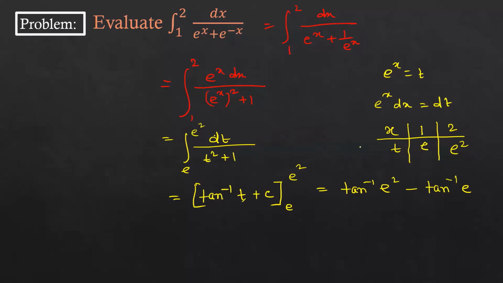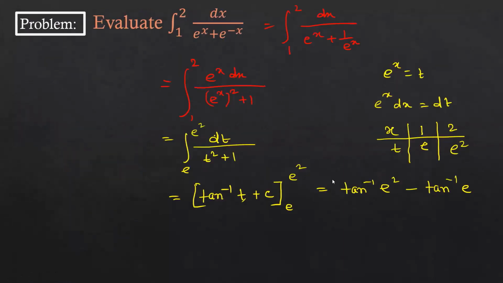So sometimes it will happen that you can directly put the limit, and after substitution, if you put the value of t here, that means e to the power x, that means tan inverse of e to the power x, and then you can put the limits 1 to 2, and it will also work for your problem. But we change the limit according to our assumption, and for this, you will not take any extra step to solve that problem.